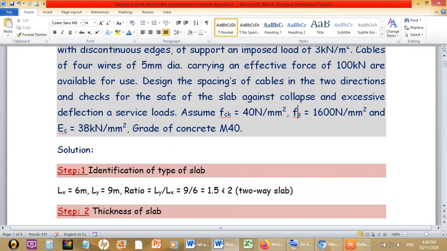For the identification of a two-way slab, basically we have two conditions. One is the Ly by Lx ratio, and second is the supporting condition. If a particular panel is supported on all the sides, all periphery, and if the Ly by Lx ratio is less than 2, then we can say that the given slab is a two-way slab.